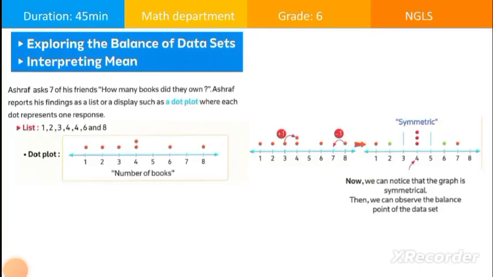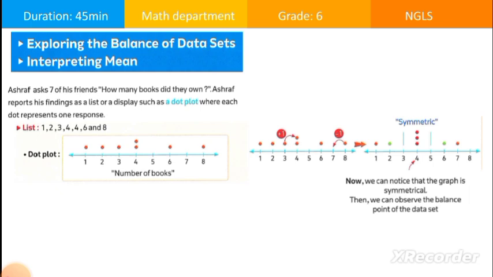Today we are talking about exploring the balance of data sets. Let's talk about this example. Ashraf asked 7 of his friends how many books they own. Make a dot plot as in this figure.